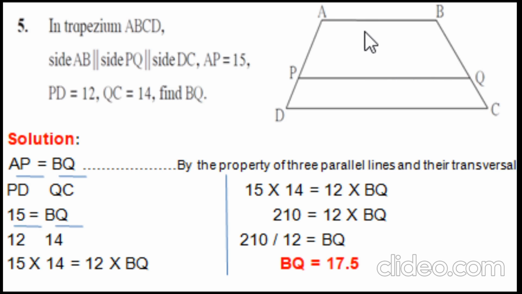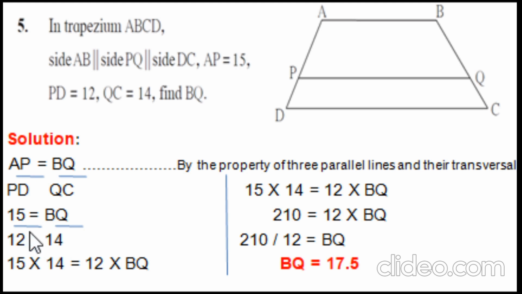Now, as there are three parallel lines and two transversals, AD and BC, we are directly using the property of three parallel lines and their transversals. According to this property, AP upon PD is equal to BQ upon QC. Put values 15, 12, BQ we have to find, and 14.